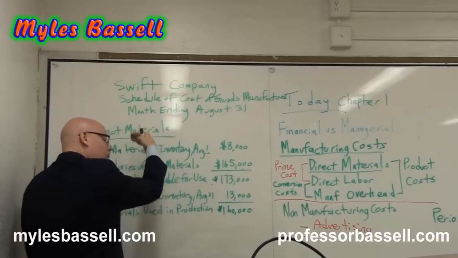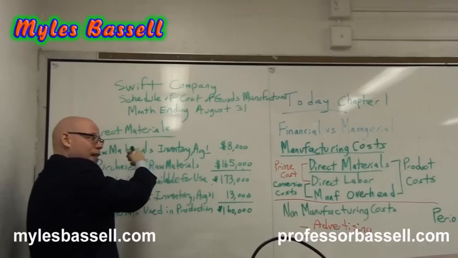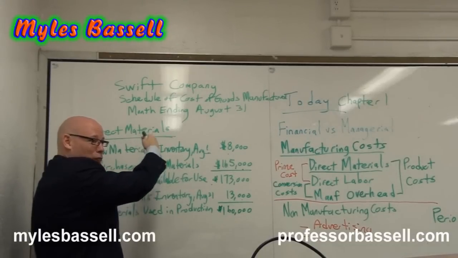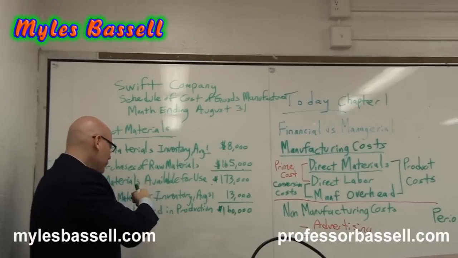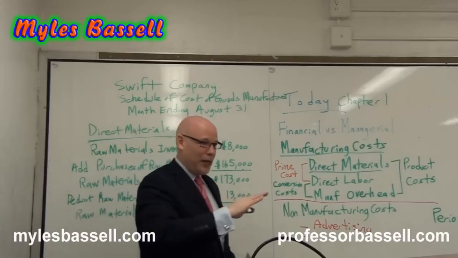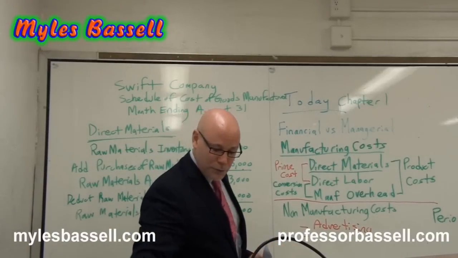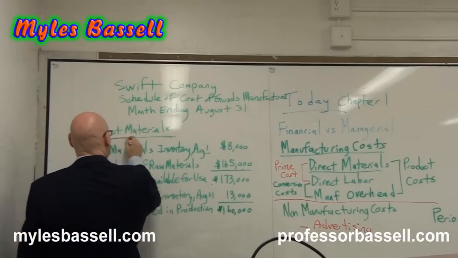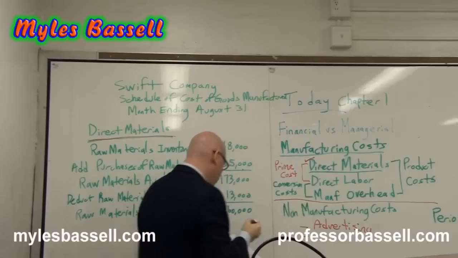Now this is the format that we're going to use for every schedule of cost of goods manufactured. All right, so follow me closely, because this is what you're going to have to do on the exam and the homework. So if you have any questions, just stop me anytime. All right, so that's direct materials. So this we did, right? You guys follow me? Direct materials we did.